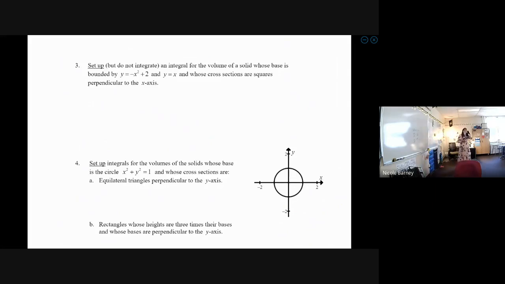Okay, so we're going to set up but not integrate an integral for the volume of a solid whose base is bounded by y equals negative x squared plus 2 and y equals x.